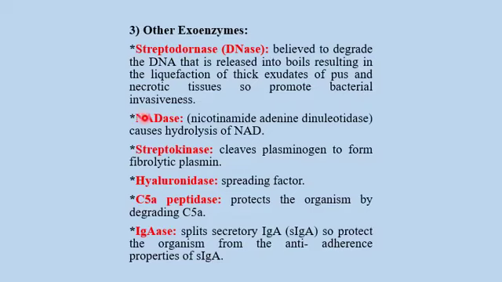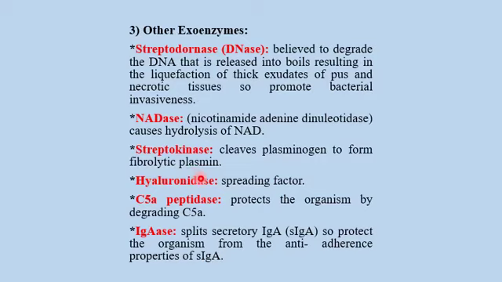NADase is the same; it is an enzyme which can cause lysis of nicotinamide adenine dinucleotide, causing hydrolysis of the NAD. Streptokinase is similar to the staphylokinase we mentioned; it is a fibrinolytic enzyme. It cleaves plasminogen, turning plasminogen into plasmin. Then plasmin has a fibrinolytic action, so what does it do? It dissolves blood clots, it dissolves fibrin. This enzyme has a very important therapeutic use: it is used in the treatment of thrombosis, because it dissolves clots. So streptokinase has a very good therapeutic use to get rid of blood clots.